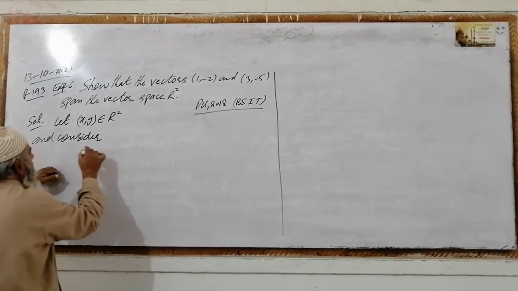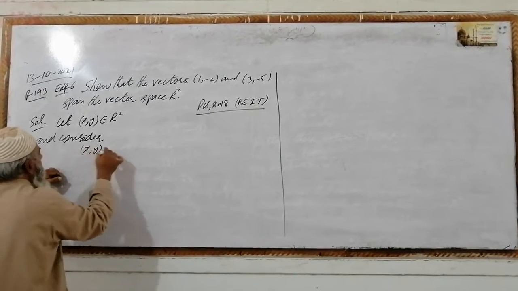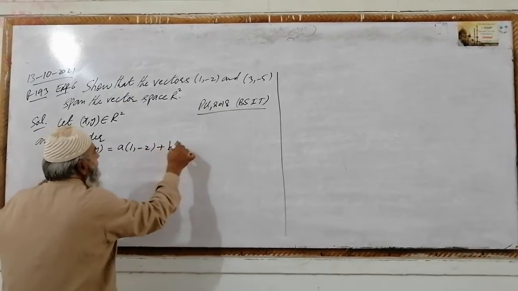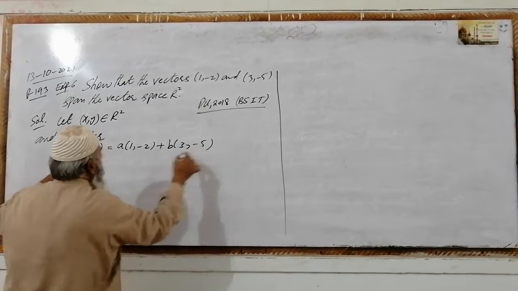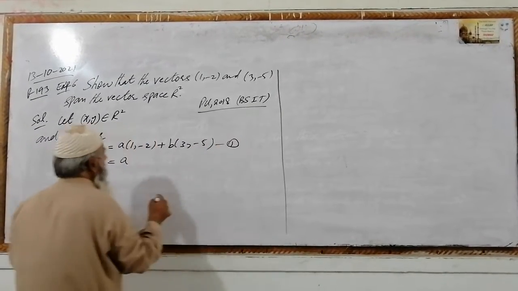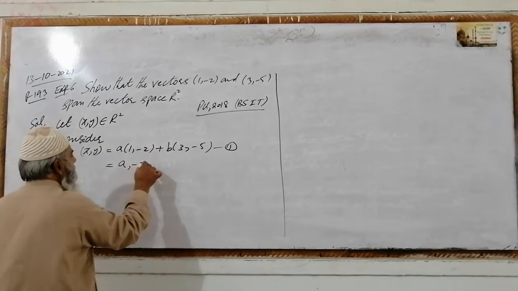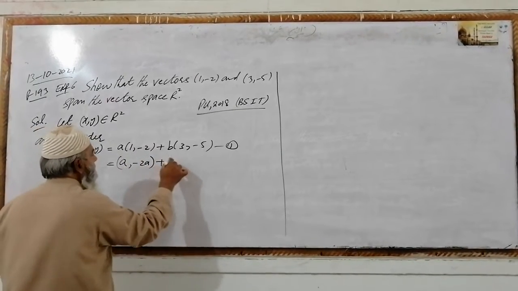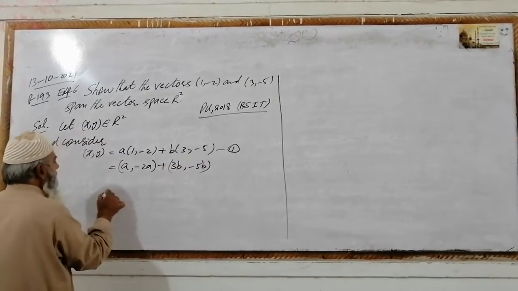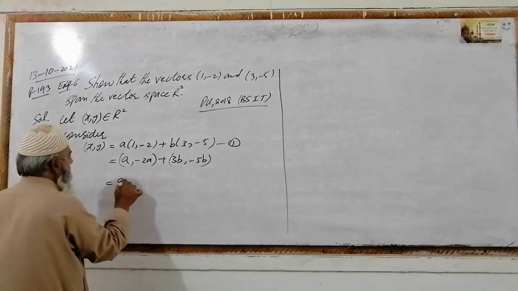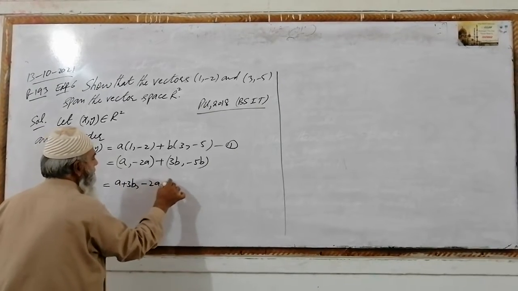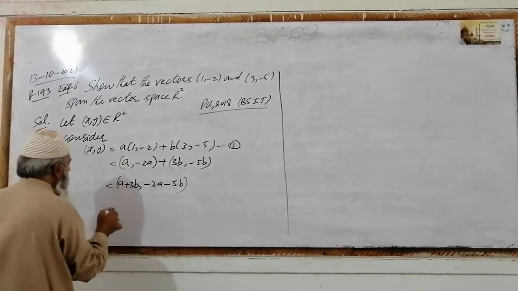Let (x, y) belong to R square, and consider it as the linear combination of a(1, -2) + b(3, -5). This will be equal to, let's call it equation number 1, (a, -2a) + (3b, -5b), and when you add these two, (a + 3b, -2a - 5b).